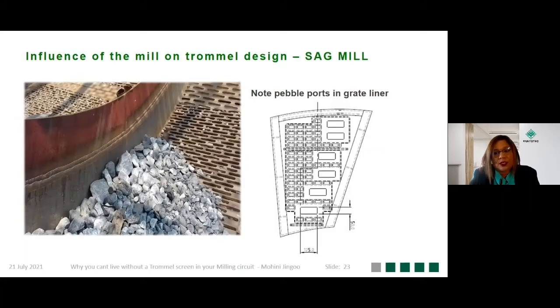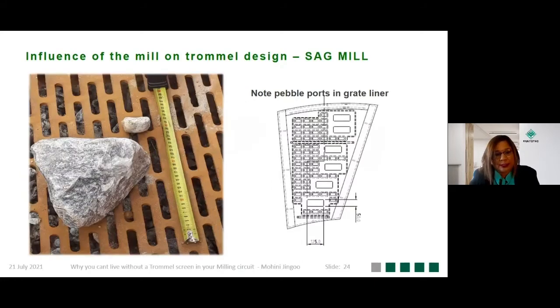I've mentioned the lump size of 100mm. This is a typical SAG discharge showing the pebble ports in the grate liner. But more on this will come from my colleague Walter on the mill liners. This will affect the trommel efficiency, ladies and gentlemen. This is definitely not typical, but you do see this sort of size coming out of the mill. They can escape. If you had a steel trommel in this installation, it will only last you 8 weeks.